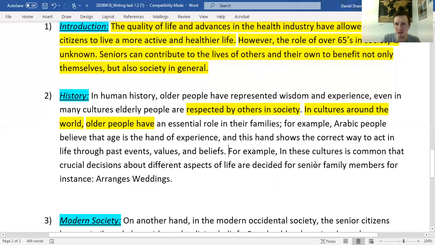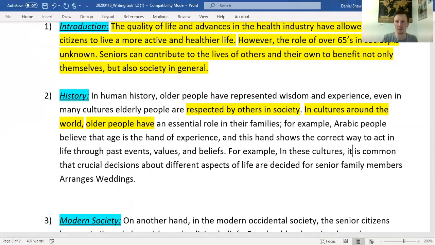For example, in these cultures, it's common that crucial decisions about different aspects of life are decided for senior family members. For instance, arranges wedding. Okay, so we've said for example, and we've said for instance. So we don't need both of them. So again, we'll take out the last one where it says for instance. We can remove it from the essay. So for example, in these cultures, it is common, so we need a comma, it is common that crucial decisions about different aspects of life are decided for senior family members.